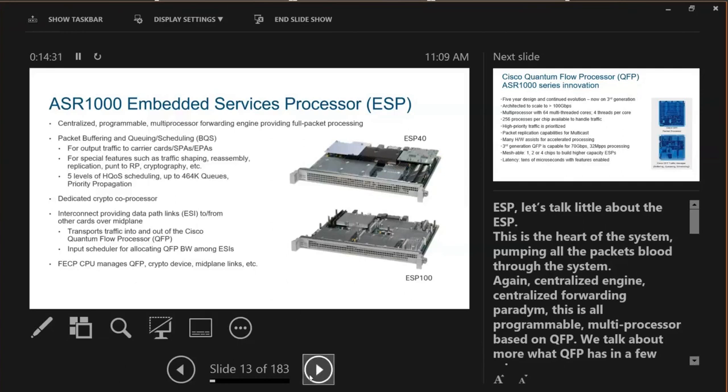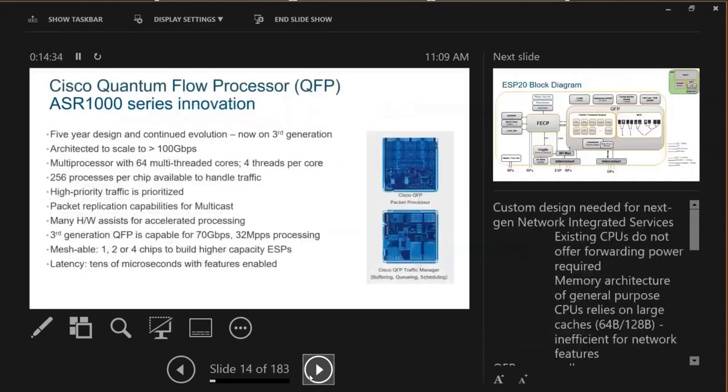These are some of the innovations that were done from the earlier ESP modules. The ESP or the QFP, both are the same. So we are now in the third generation of the ESP modules. The architecture can be scaled greater than 100 Gbps. The highest that we have currently is ESP 200 GB. So 200 Gbps is the maximum throughput. We have multiprocessor ability with around 64 multi-threaded cores, 4 threads per core. These threads are known as PPEs on the QFP. We'll talk about them later in the upcoming slide.